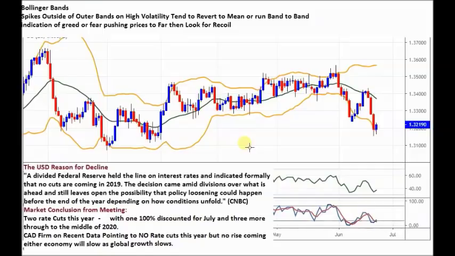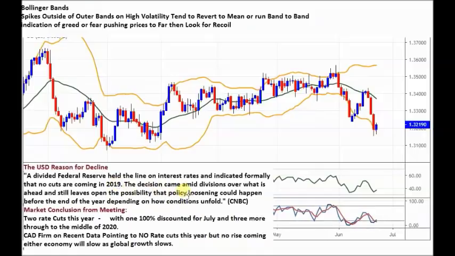They'll push prices to overbought or oversold, and then come back to the mean price or maybe run band to band. Now, why has the US dollar sold off here? In terms of the reason, and it applies to all three pairs we're going to look at, a divided Federal Reserve last week held the line on interest rates. When they met, they didn't make any changes and indicated formally that no cuts were coming in 2019. You can see that from their dot plot, where they all give their views on where interest rates could go going forward.